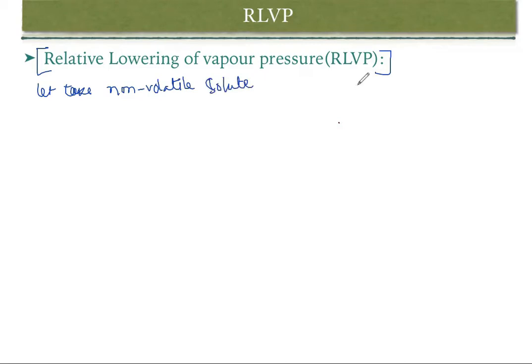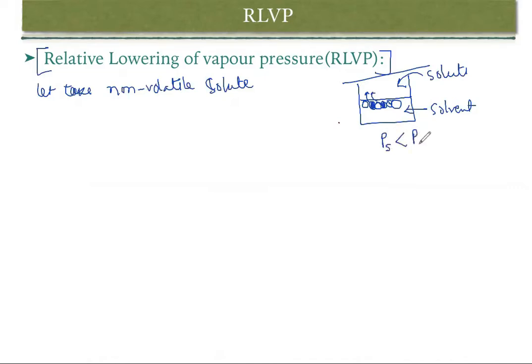If we add non-volatile solute to the solvent, what will happen? So this is our solvent. Now add non-volatile solute. So this is our non-volatile solute. After adding the solute, the solute and solvent particles are both present. Now this solute particle is going to block the evaporation. So I can easily say that the vapor pressure of the solution is less than the vapor pressure of the pure solvent.